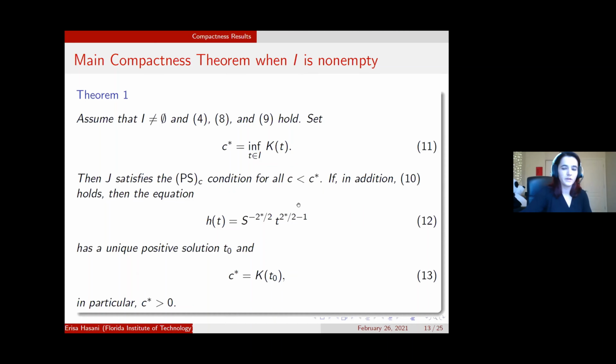In addition, if in this equation, H of T, with T in the set I, is less than or equal to this one, so if we have equality, and if this equation has a unique solution T naught, then we can explicitly find this C star, given by K evaluated at T naught. And in particular, this C star will be positive.